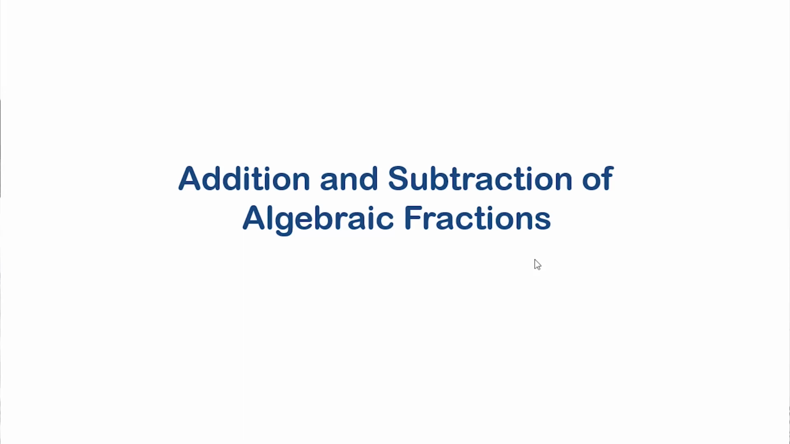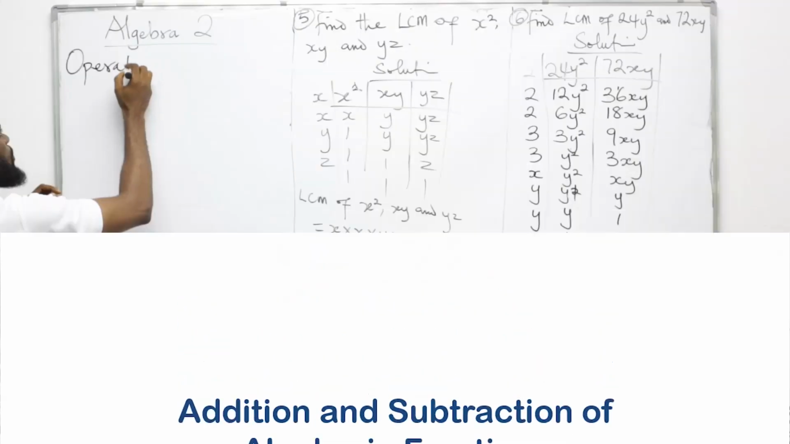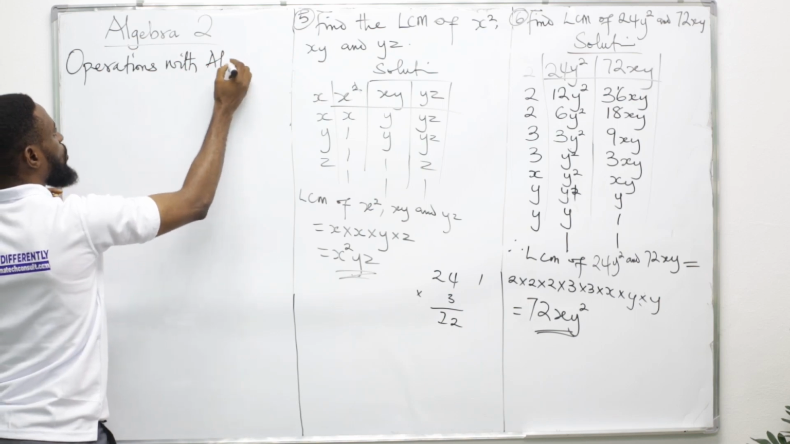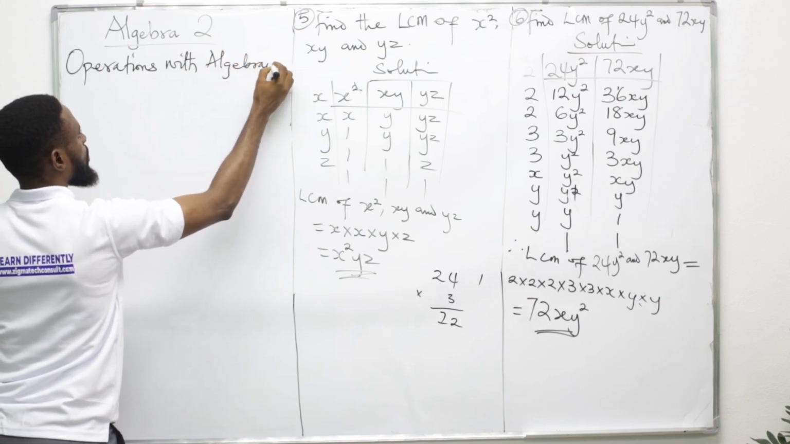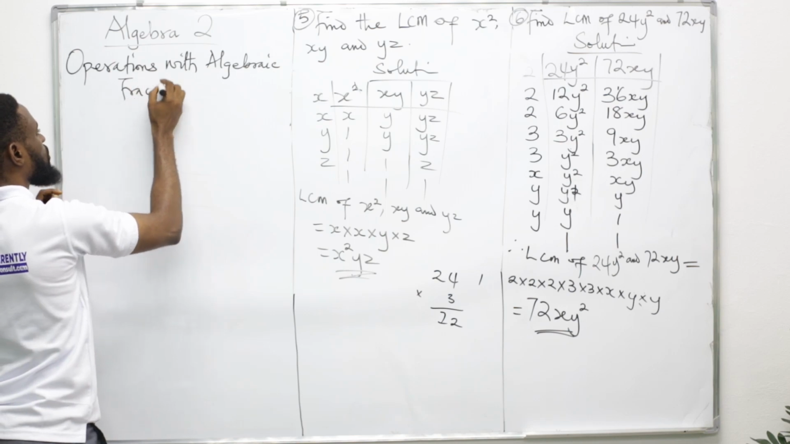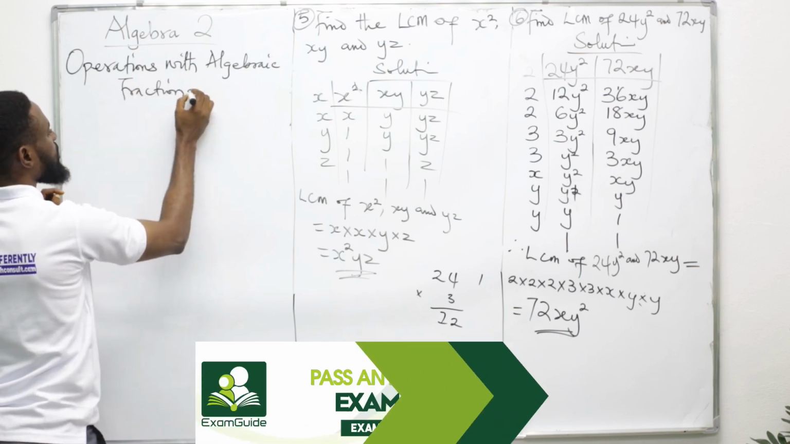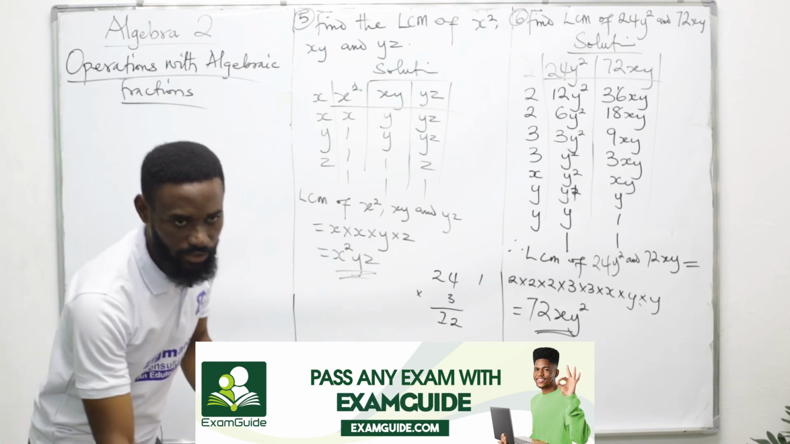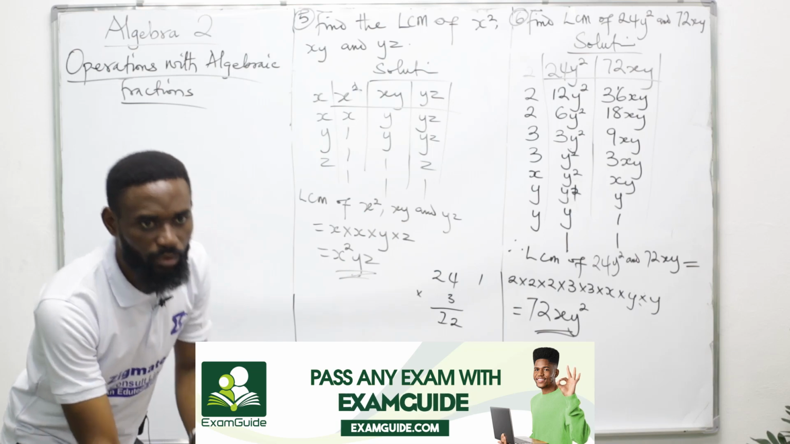Okay, just like we have normal fractions, we also have fractions that can be presented to us in algebraic form. So we want to look at how to solve those fractions. Okay, I'll just call it operations with algebraic fractions. By operation, I mean the addition, subtraction, multiplication, and all that. Okay? All right. So let's see an example.